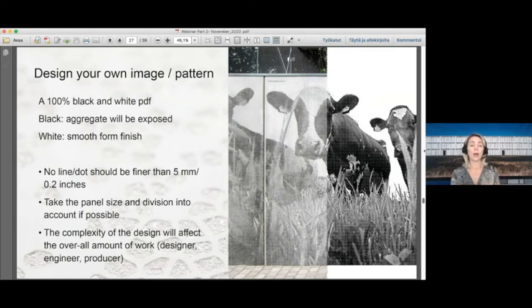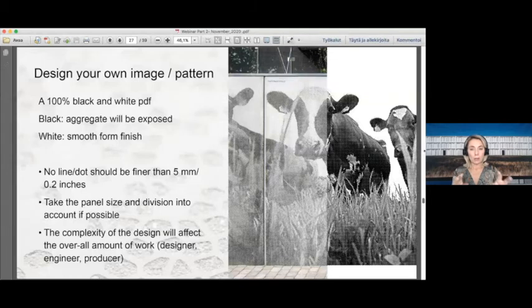Then another thing, that no line should be finer than 5 millimeters or 0.2 inches. We can go very low, but in the size of construction, that's too small. If you go lower, it just becomes a blur. You can't really enjoy the pattern. It all becomes kind of gray and messy.